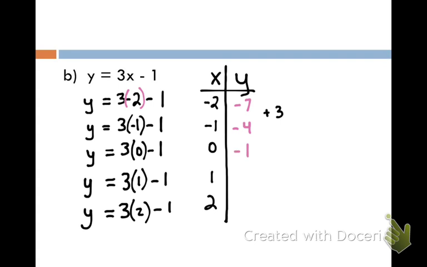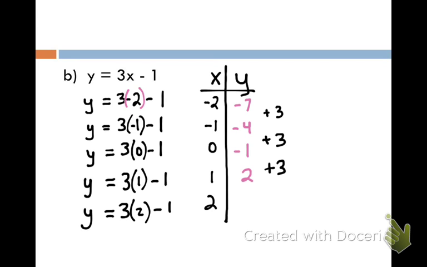-1. How did I get from a -4 to a -1? +3. I added 3. So notice our pattern is still working out. Okay, next up, 3 times 1. 3, and then minus 1. 2. Okay, how did I get from a -1 to a 2? +3. I added 3. Final one.